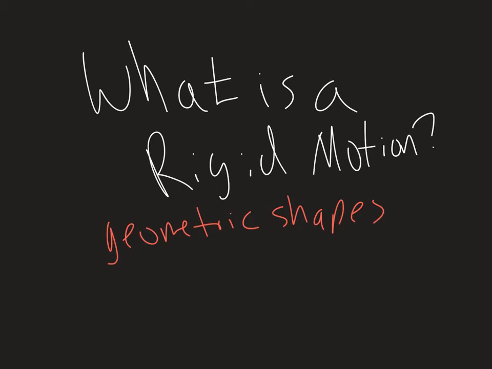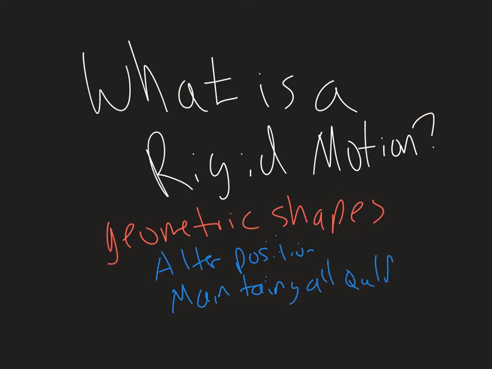And a rigid motion is I'm going to alter the position of a shape, so I may just move it left or right, but I'm maintaining all of its qualities. And by qualities, I mean it still has the same side lengths, it still has the same angle size. The idea is I have not changed the shape itself, I've just changed where it's at.